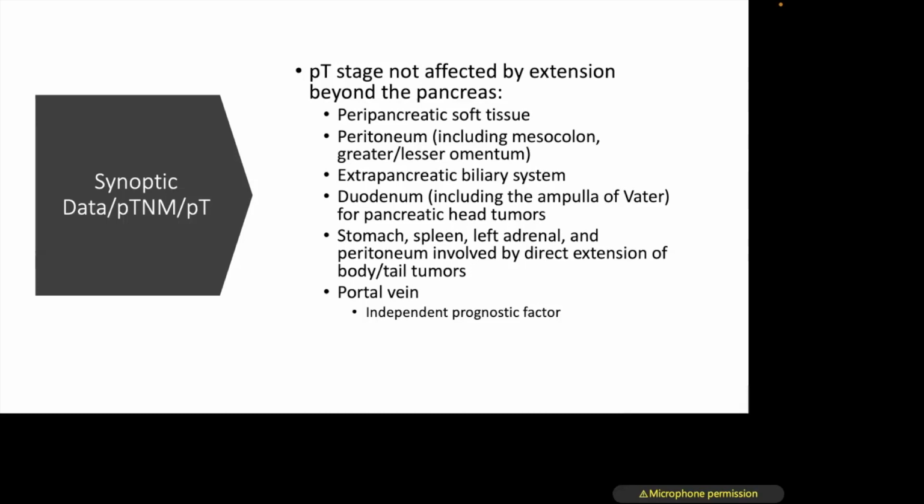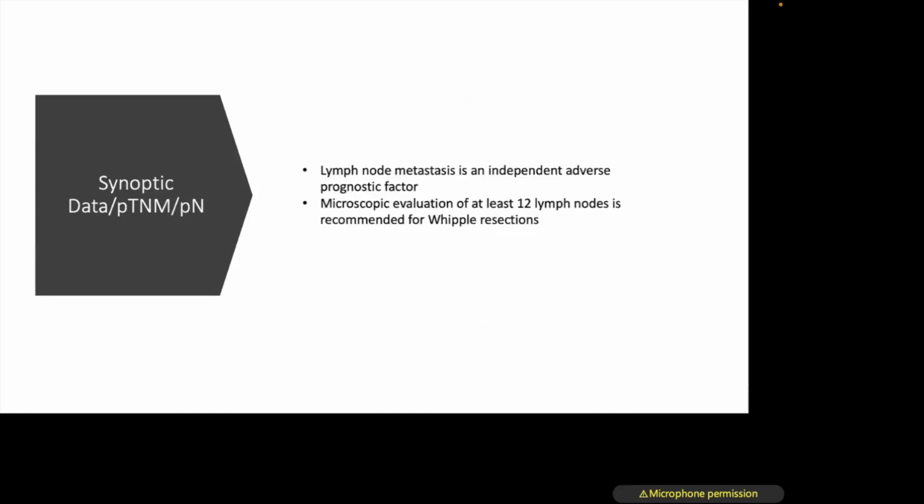And if it involves the portal vein, it's still considered an extension and it does not change the pT stage. However, it is an independent prognostic factor and it impacts outcomes. So lymph node metastasis is an independent adverse prognostic factor.